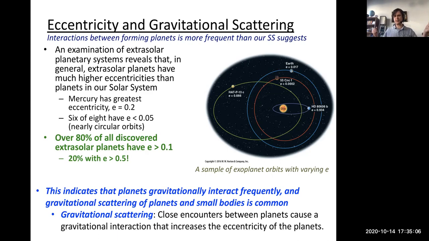And since the two planets come close to one another and gravitationally interact and then leave in a different direction than they came in at, we call it a gravitational scatter. And the fact that most extrasolar planets have high eccentricities tells us that gravitational scattering must be a common thing. As all the planets are forming, they must be moving around a lot and interacting with one another a lot. So, two new lessons learned from extrasolar planets. Planets migrate, and in this migration, there's a lot of gravitational interaction between them.